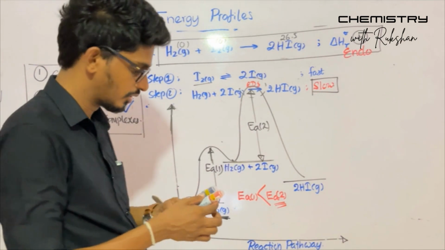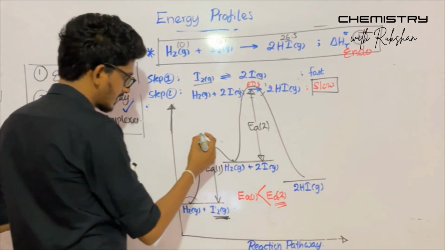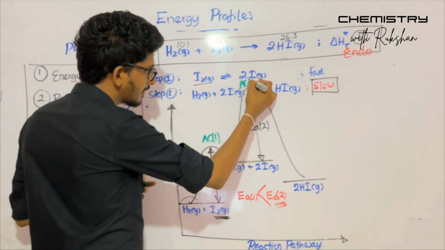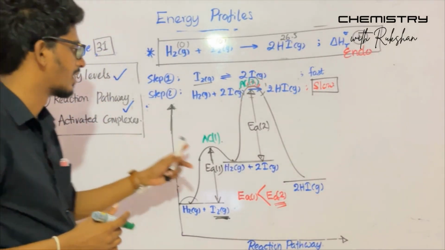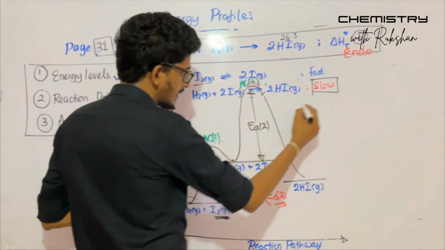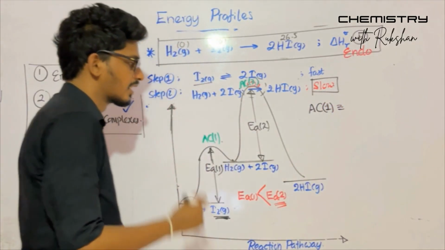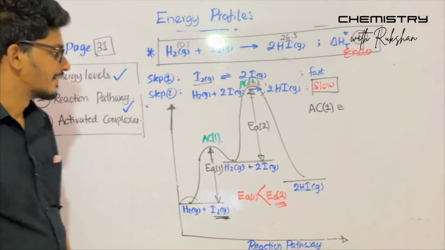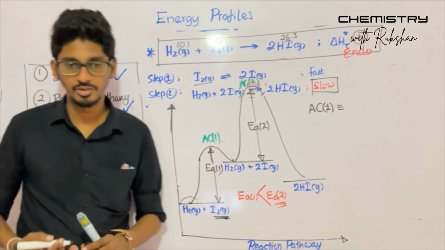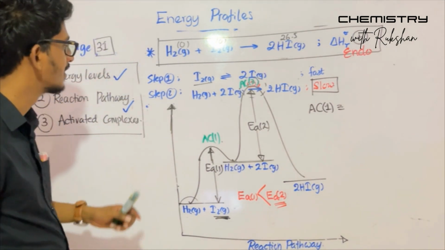Finally, we are looking for the activated complex. Here you have the activated complex 1 and here you have the activated complex 2. First write the activated complex 1, AC1. What we need to do? The activated complex 1 comes up in the first step, when the reactants of the first step convert to the products. That is where you find the activated complex 1. So consider the reactants of the first step.